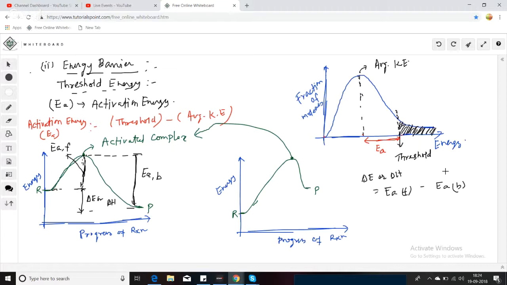Okay. So here you see, if I calculate this del H and del E for the first graph, is it negative or positive? Tell me. So for the first graph, you have to subtract this minus this. Obviously this value is more, no? You see this energy is more than this, right? So del H and del E is less than 0. And that's why it is the exothermic reaction.